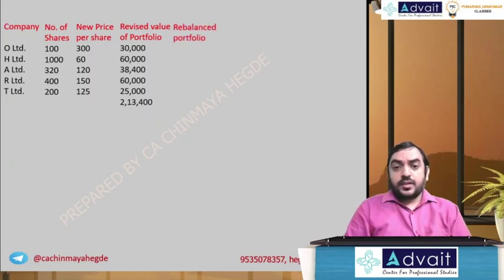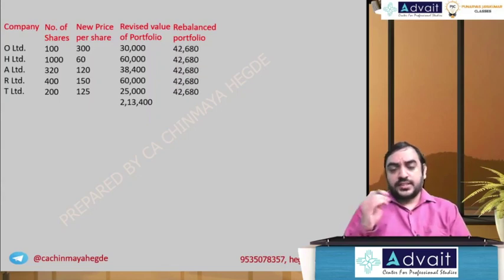Okay, then rebalance portfolio based on our objective. Realignment is a better word. Realignment. 2,13,400 should be divided equally. So divide by 5, 42,680.